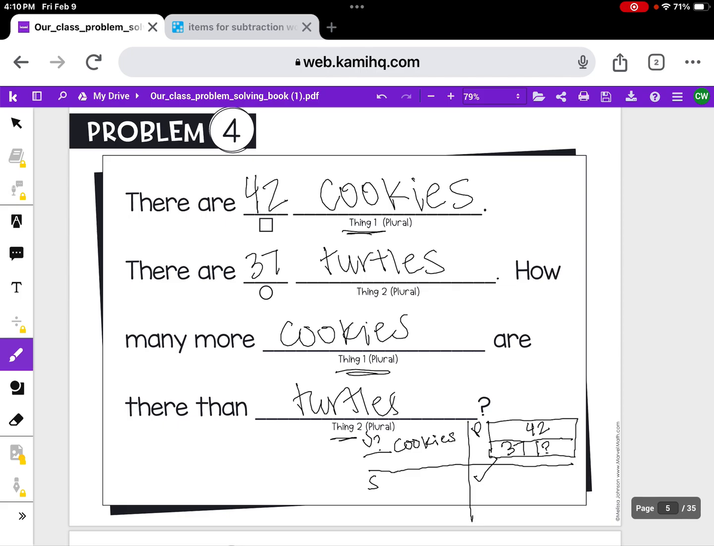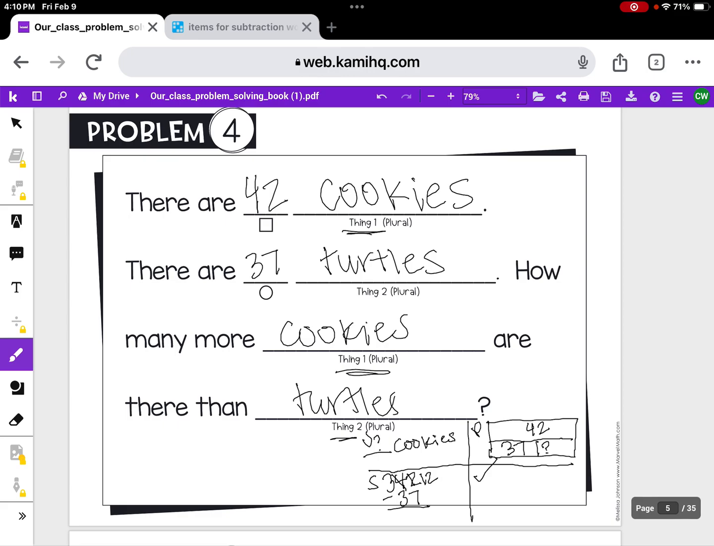Now I'm going to solve. So I have 42 cookies. I'm taking away the 37 turtle cookies. Okay. I have more on the floor, so I'm going to go next door, get some more. So my 4 turns into a 3. My 2 turns into a 12. I have 12 minus 7.